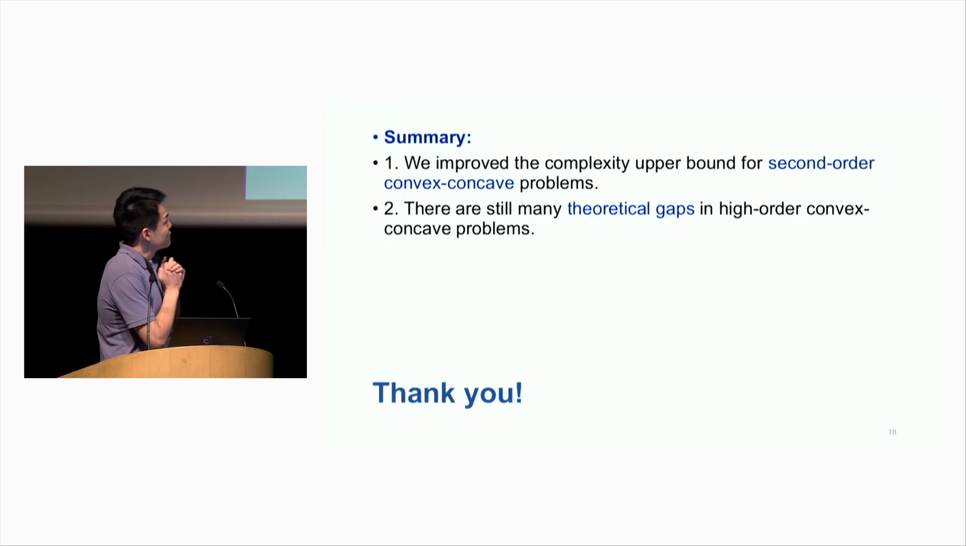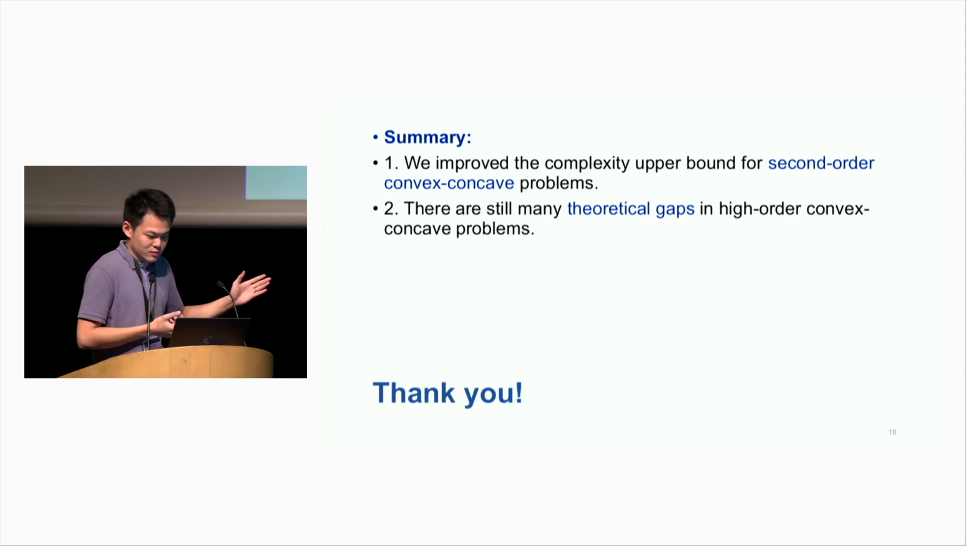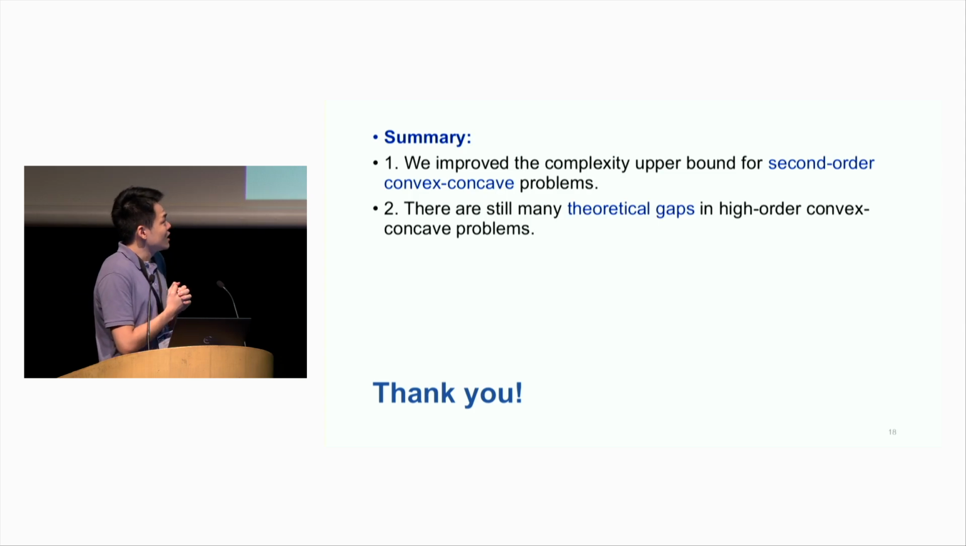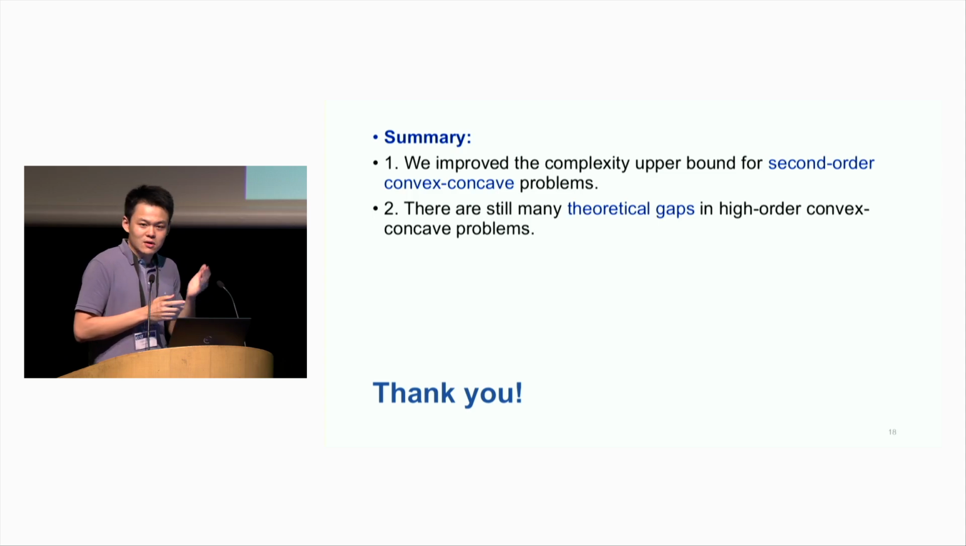And I just want to briefly summarize what I'm talking about. So basically, in this work we provide an improved complexity upper bound for a second-order convex-concave problem. The previous rate was long conjectured to be optimal, but we show that it's actually not. And another thing I want to highlight is although many complexity bounds are already known to be optimal for minimization problems, for convex-concave problems there are a lot of open gaps. Okay, and that's it. Thank you for your attention.